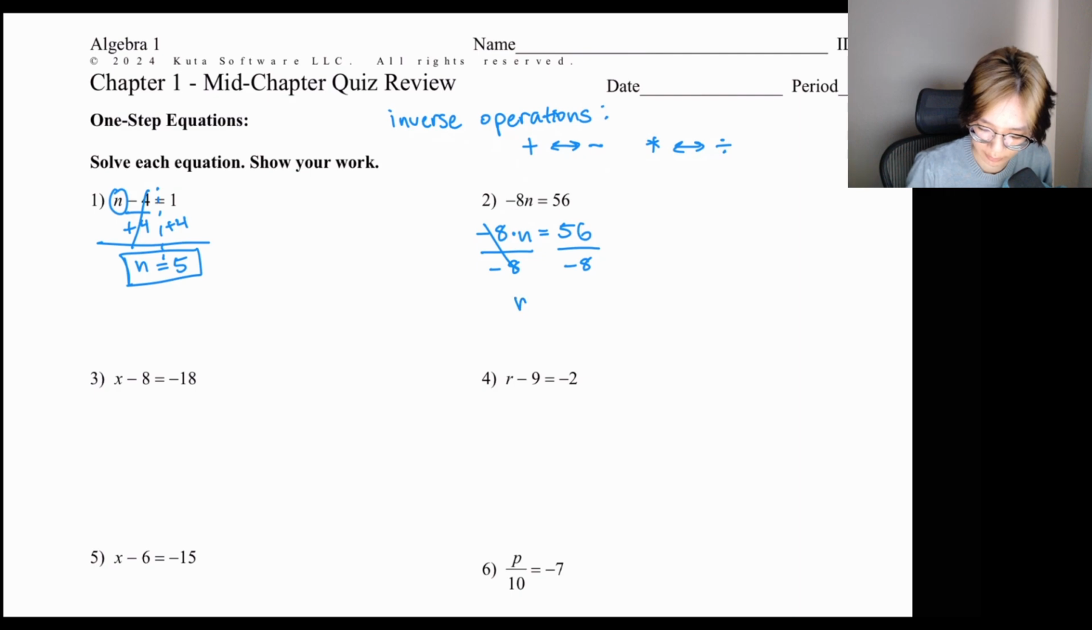So those cancel out. n equals 56 divided by 8, which normally is just 7, but we have a positive number and a negative number. In division and multiplication, when the signs are different, when there's one positive and one negative, doesn't matter which one is which, the result is negative. So n equals negative 7 here.